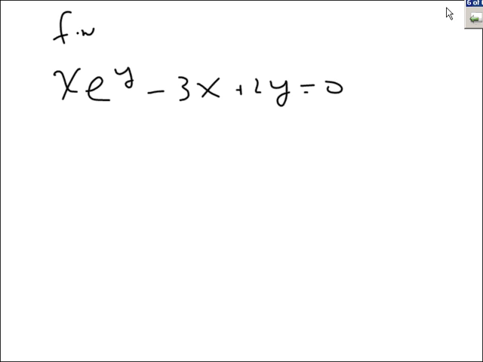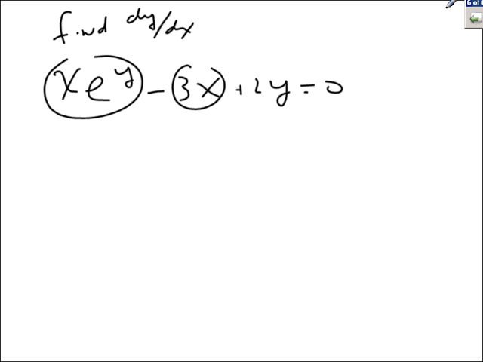Suppose you had x e to the y minus 3x plus 2y, and this is equal to 0. The instruction asks to find dy dx. Okay? Thus the derivative of this minus the derivative of that plus the derivative of this, and it's going to equal the derivative of that.